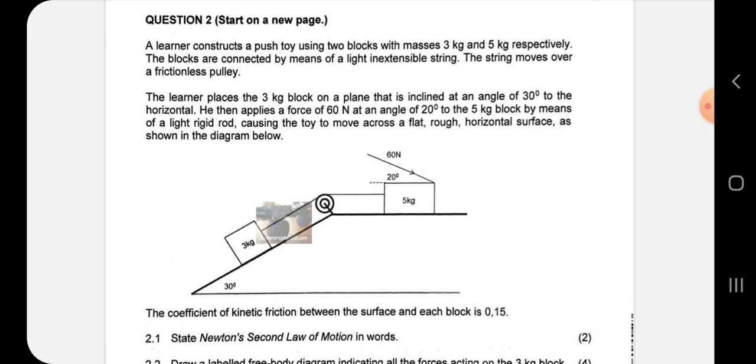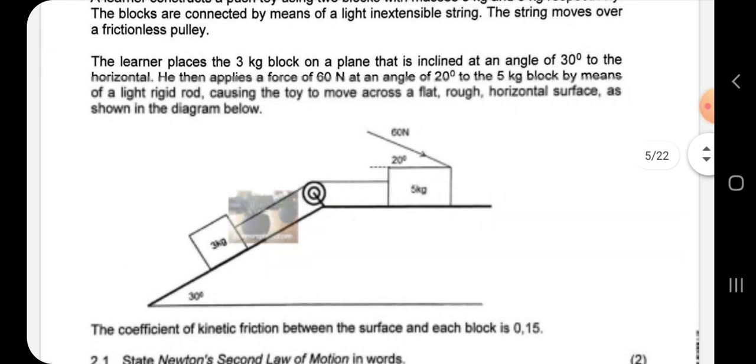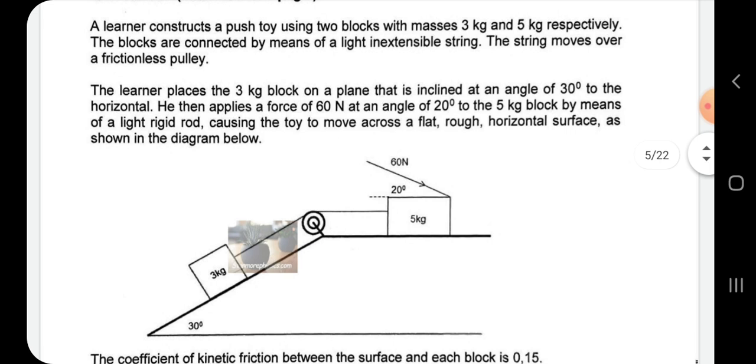A learner constructs a push toy using two blocks with masses 3 kg and 5 kg respectively. So the other one has 3 kg and the other has 5 kg. The blocks are connected by means of a light inextensible string. The string moves over a frictionless pulley. The learner places the 3 kg block on a plane that is inclined at an angle of 30 degrees to the horizontal. So the 3 kg is placed at an incline at an angle of 30 degrees.